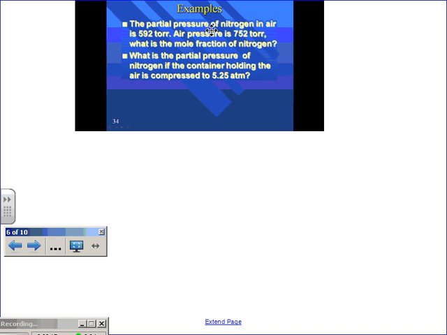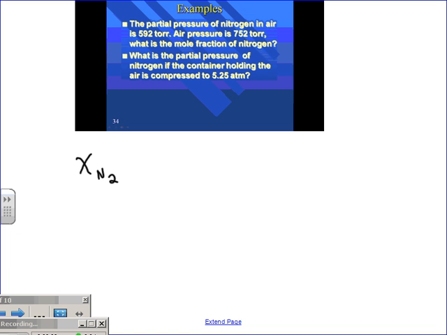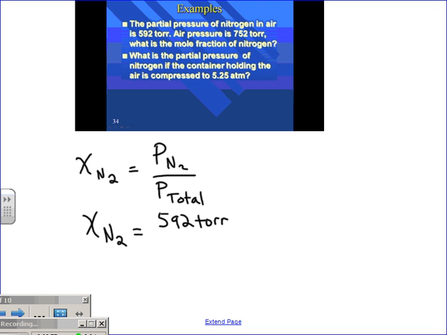So for this one, if we're going to use the formula that's on the previous slide, the mole fraction of N2 is equivalent to the pressure that N2 is exerting over the total pressure in the container. Or actually, this isn't in a container, this is in the air. So pretty simple. We're going to take the partial pressure of N2, and that is going to equal 592 torr over 752 torr.